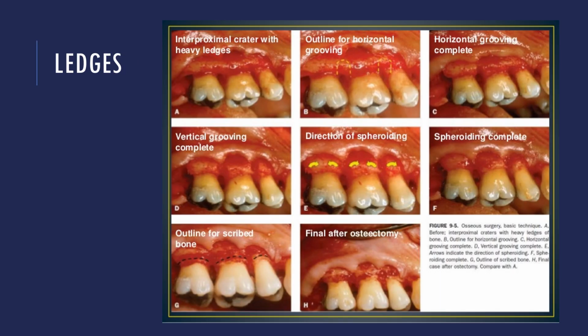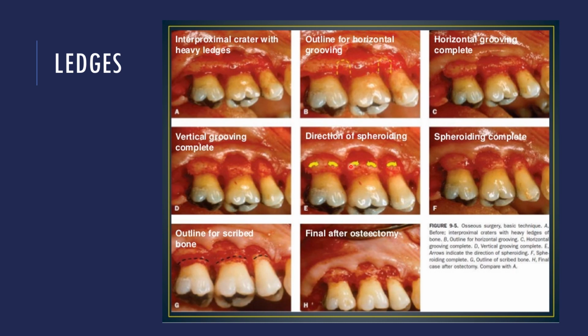In case of ledges, you can see that there are thickened plateau margins. There are interproximal craters. If it is with thick ledges, you cannot maintain proper maintenance. So for this, you need grooving. There is vertical grooving as well as horizontal grooving because it's a very wide area. The space between two teeth is wide, so we can go for horizontal grooving. After horizontal grooving is complete, you can go for the vertical grooving as well and then radicular blending.